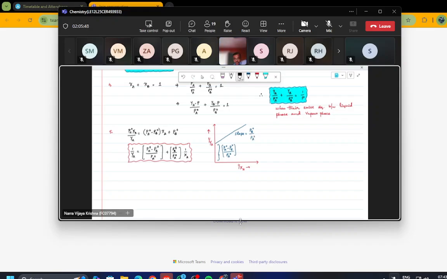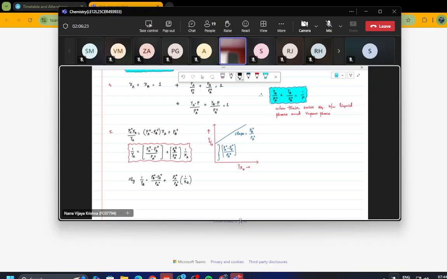Right? Now, similarly, what is 1 upon YB equal to? What is 1 upon YB equal to? PB naught minus PA naught upon PB naught plus PA naught upon PB naught into 1 upon XB. Accepted? I say something. Yes or no?